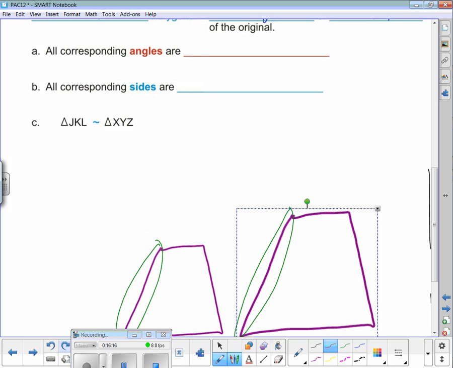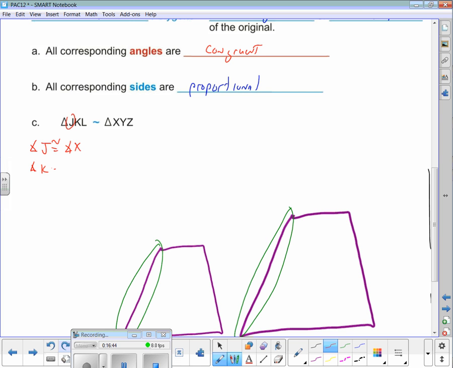Okay, so let's go through and write a few things. Corresponding angles are congruent, and corresponding sides are proportional. So let's go ahead and write the angles. Angle J is congruent to what angle? Again, we're going off the lettering, right? So it would be angle X. Angle J is congruent to angle X. Angle K is congruent to angle Y. And angle L is congruent to angle Z, right?